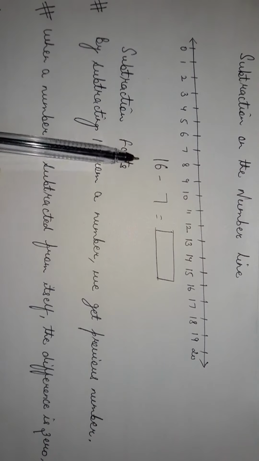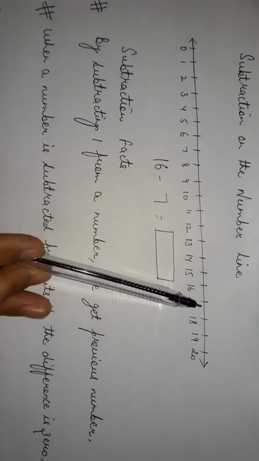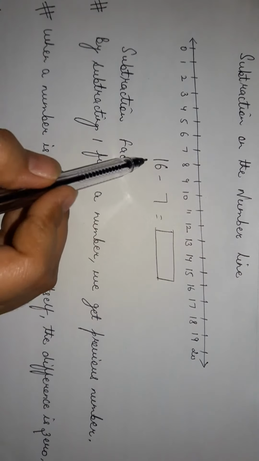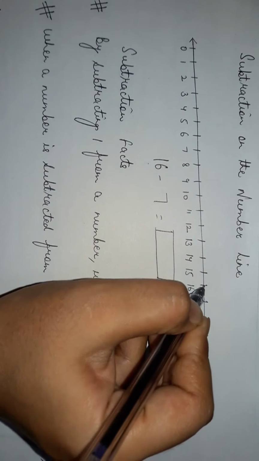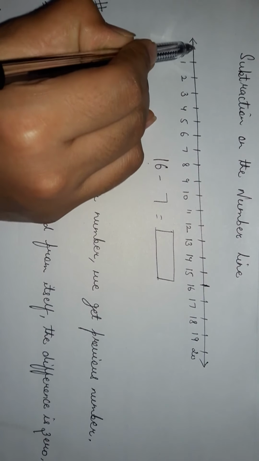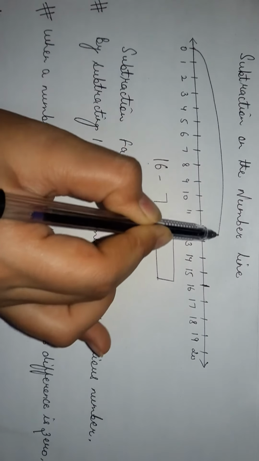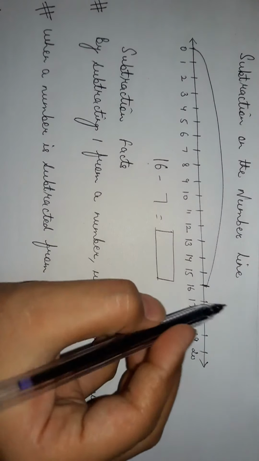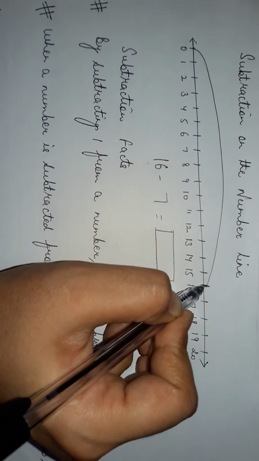Here I have taken two numbers, 16 minus 7. So what will you do first? First of all, draw the number line. Draw it into equal parts. Now the first number is 16, so we'll start from here, 16. First of all 0. Till 16 we have numbers. Now start from here, 16, and move 7 steps backward.